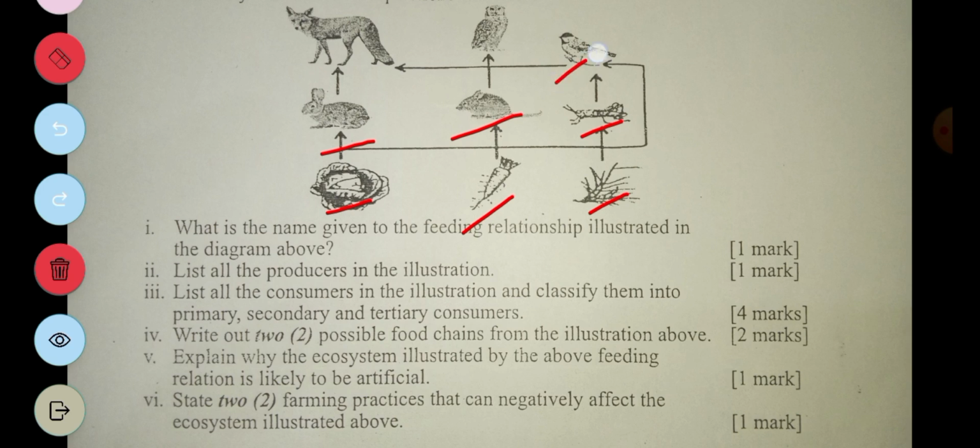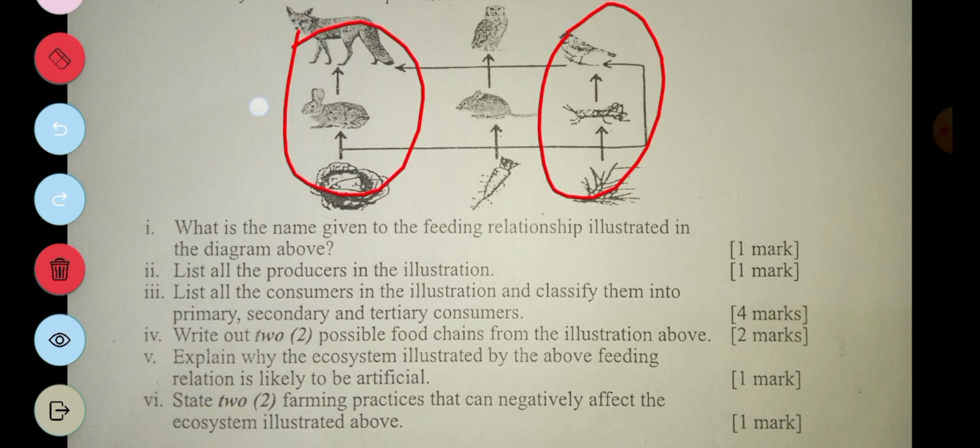You have a bird here who is also acting as a secondary consumer. You have an owl here which is acting as a secondary consumer. And then we have the fox here which is acting as a tertiary consumer. Then the third question says write out two possible food chains for the illustration above. So two possible food chains. We have one here and another one here.